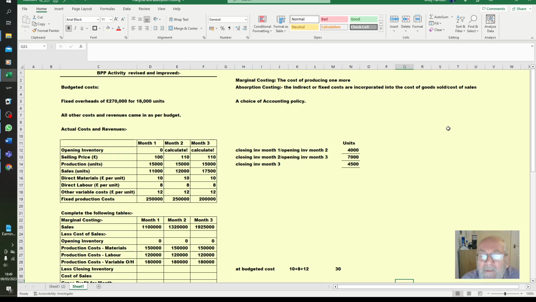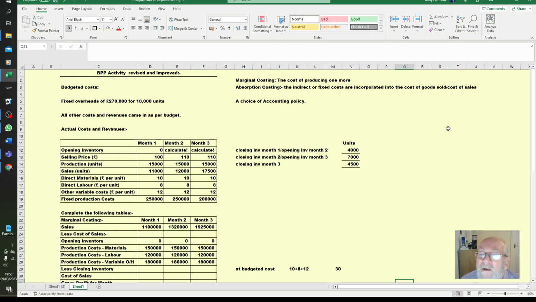So what actually happened is we're going to get a different profit figure by adopting a different mechanism as our choice of accounting policy. However, of course, in the long run, we've got the same sales, the same selling price, the same costs. So in the long run, it'll be negligible difference. So marginal costing is just the cost of producing one more. Direct costs and variable costs.